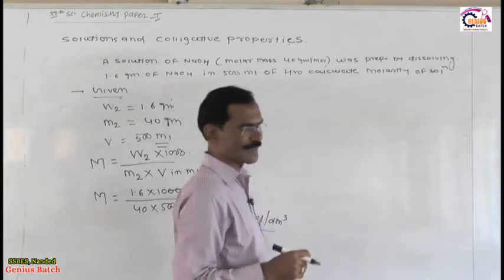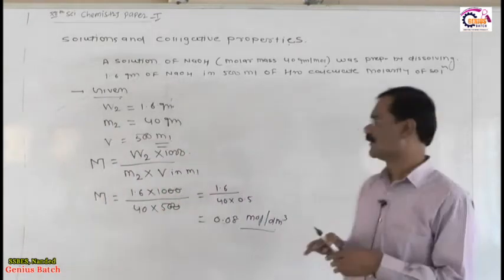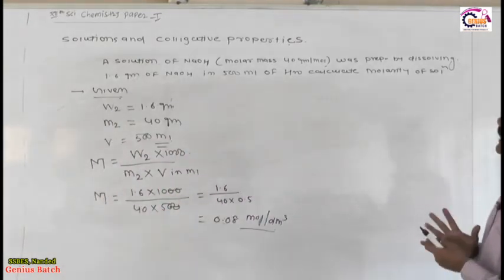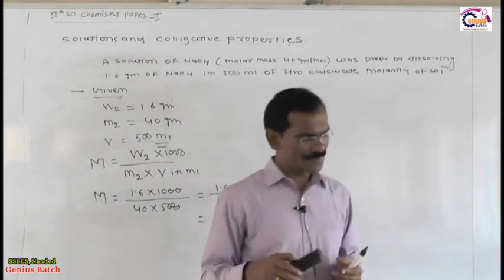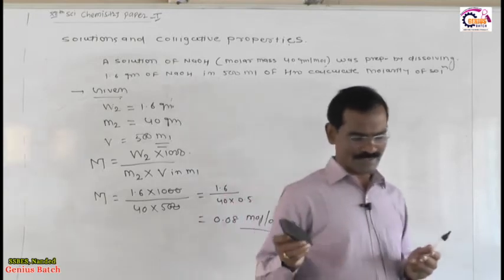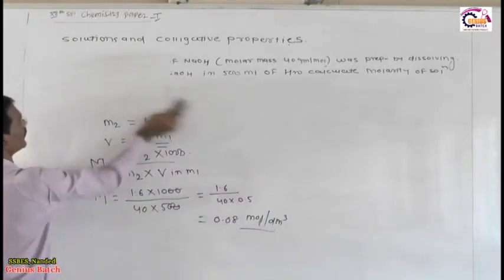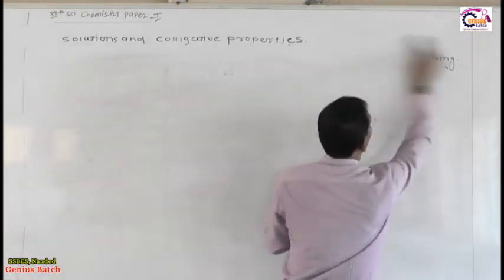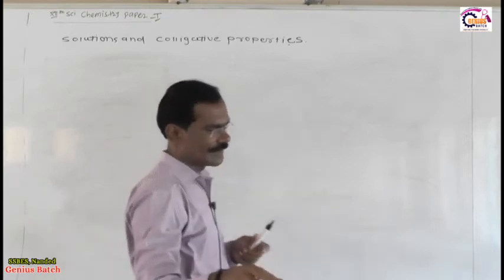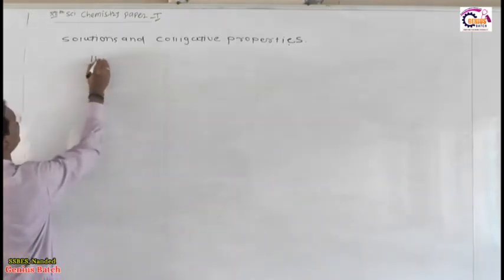Now come to the second problem. Write down in your notebook, this is a very simple problem related to molality. See the second problem. I will repeat. 11.11 gram of urea was dissolved in 100 gram of water.